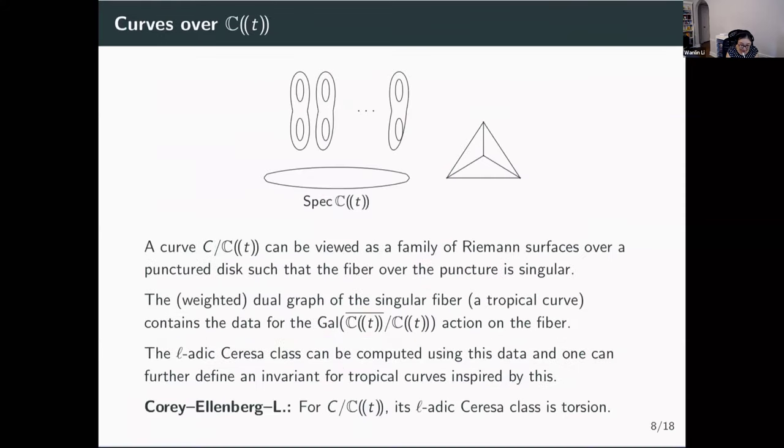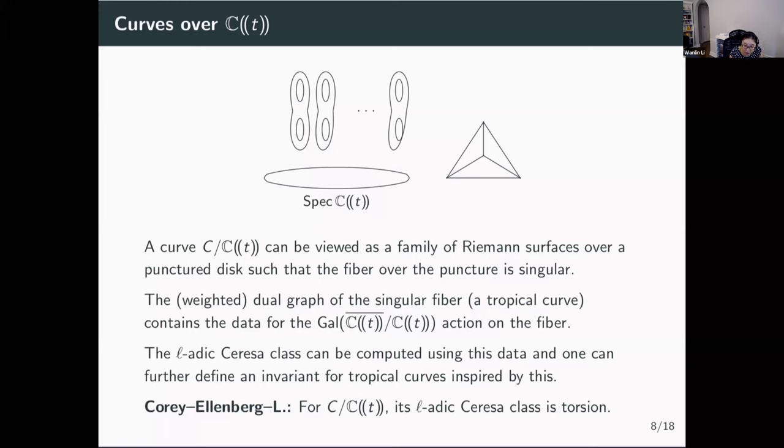So this is what we did with Dan Corey and Jordan Ellenberg. This is what we did for curves defined over the local field C((t)). So first, let's talk about what a curve over C((t)) looks like. Well, a curve over C((t)), you can think of it as a punctured disk, and you can think of it as a family of Riemann surfaces, so each fiber would be a curve over C, right?